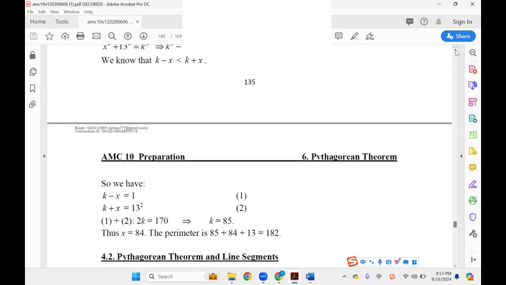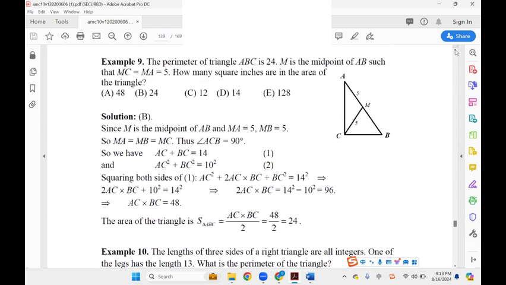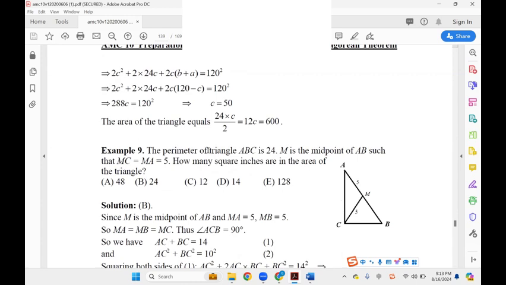And then let's talk about the next one. Which is the next one? This next one is number 9.